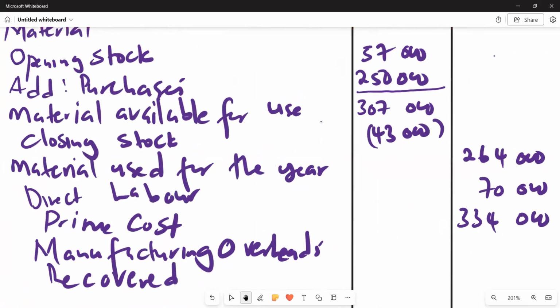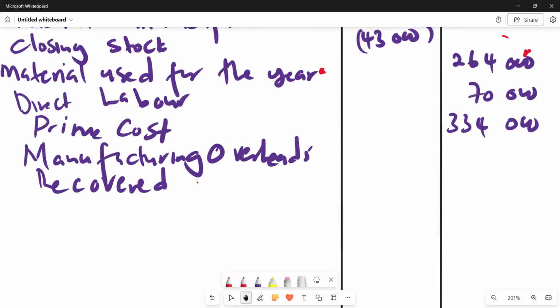Direct material used is here. Material used, this one, which is described here. Material used for the 264,000. So to get the manufacturing overheads, we are saying 70% of 264. So in brackets, we are saying 70%, which is 0.7 as a decimal, times 264.